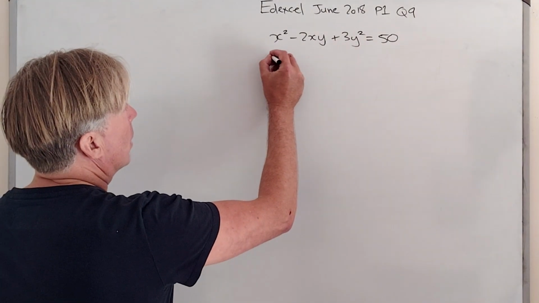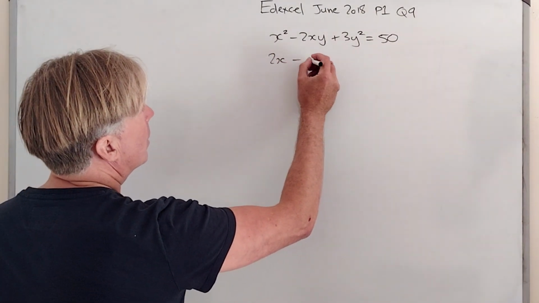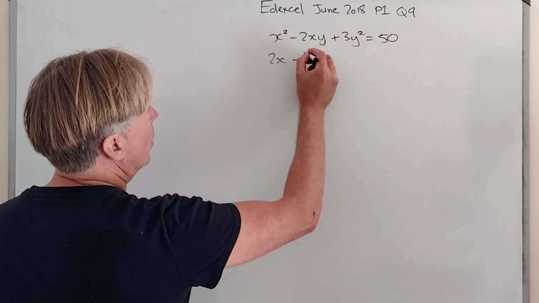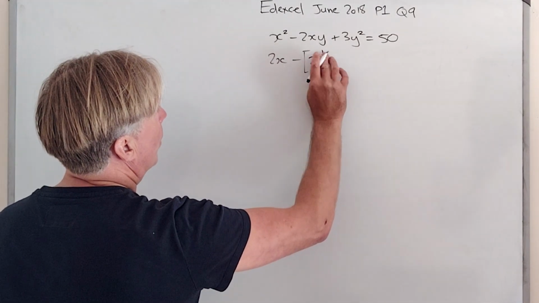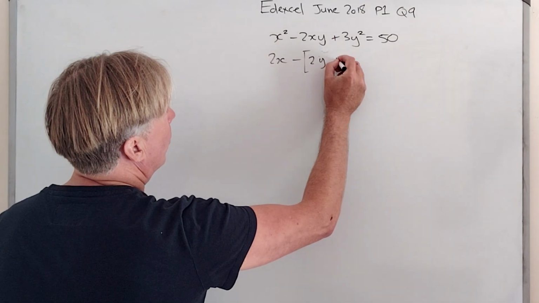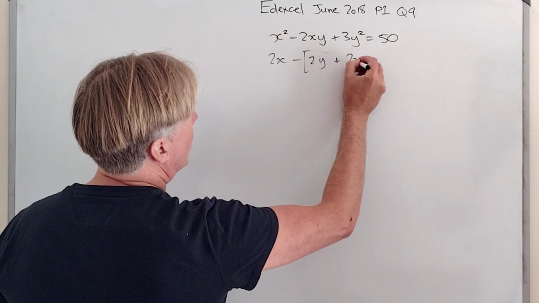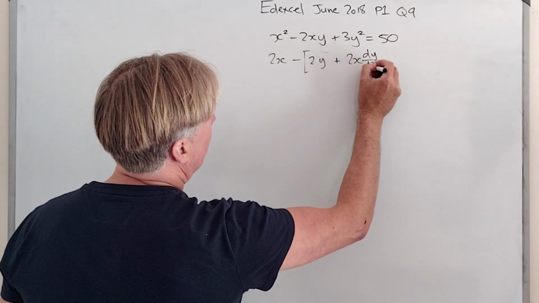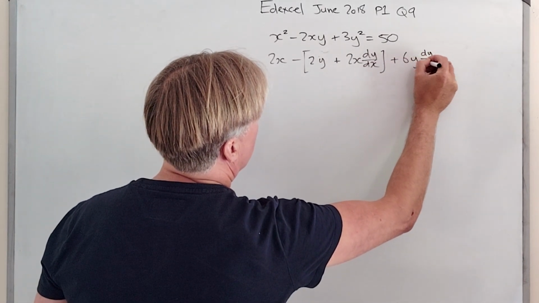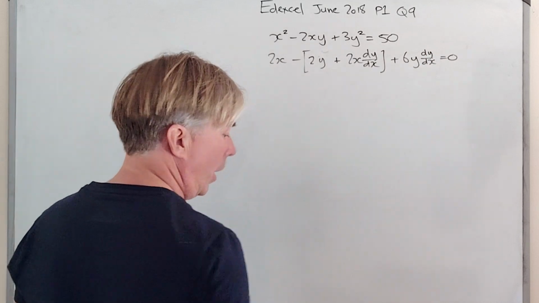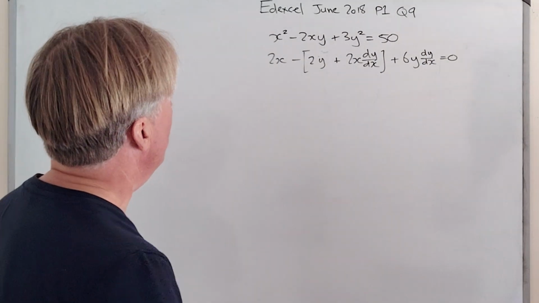by term. So 2x minus, now in brackets, we use the chain rule. So it's going to be 2 multiplied by y plus 2x dy by dx plus 6y dy by dx equals 0. Okay, so pretty straightforward term by term.